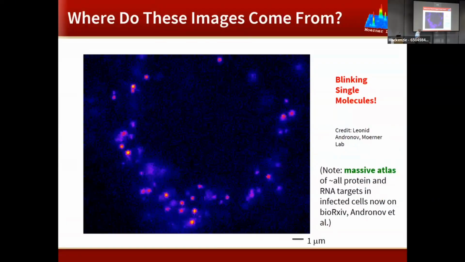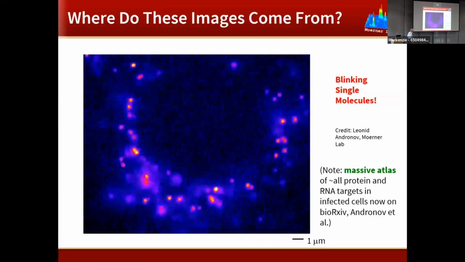So we have a new paper. There's a massive atlas of all protein and RNA targets in infected cells. It's now on bioRxiv. Leonid Andronov led a second project where he looked for all of the proteins and where they are. Interesting localization patterns throughout. Okay, so anyway, that's one of these applications.